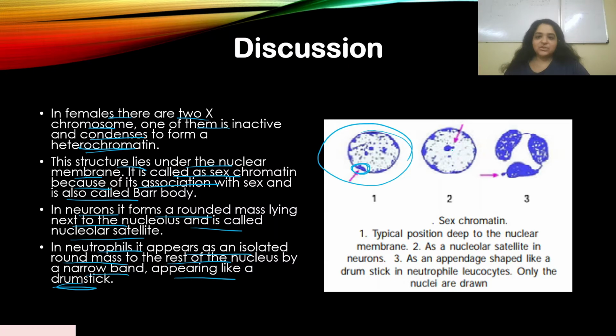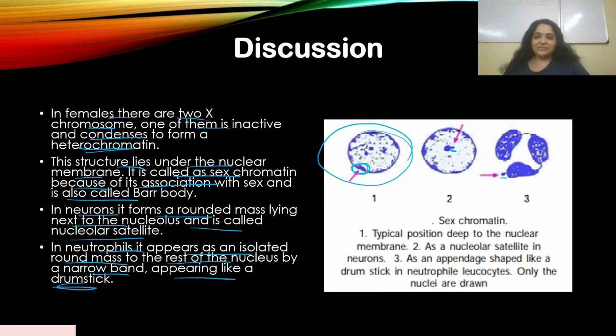You can see the structure sticking out over here. It forms a rounded mass lying next to the nucleolus and is called nucleolar satellite. In the case of neutrophils, you see this drumstick-like structure, which looks like a drumstick, I guess. It's an isolated mass, not really inside, so it's jutting out.